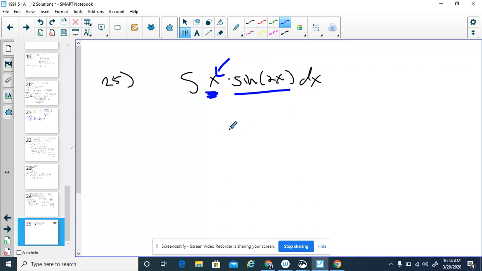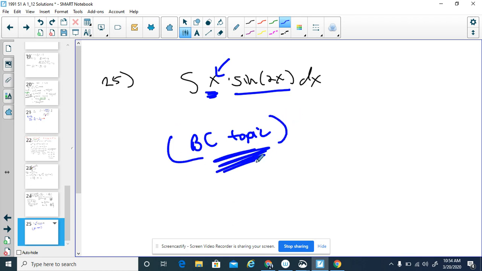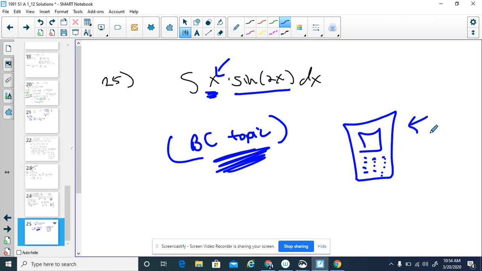So what's the good news? This is no longer in your curriculum. Back in 97, it was. Now in the year we're in, 2020, it's not. This is a BC topic. It's actually called integration by parts. You don't have to do it. If you were to see an integral like this on your test, it would have to be in what section? Yes, calculator section. All right, so that's that. That's both solutions now for 1997.